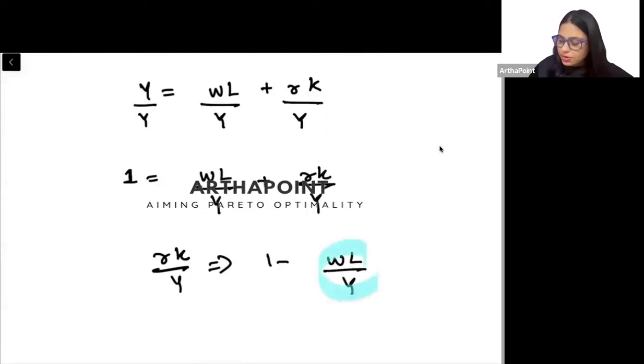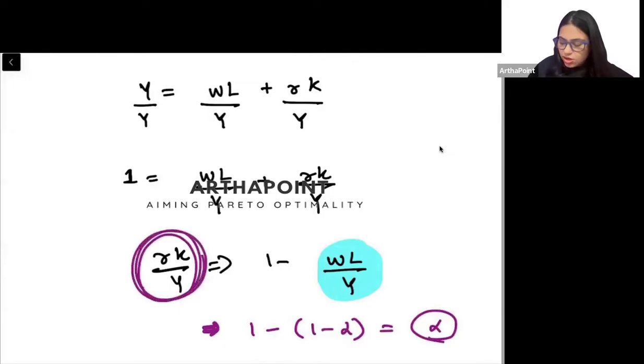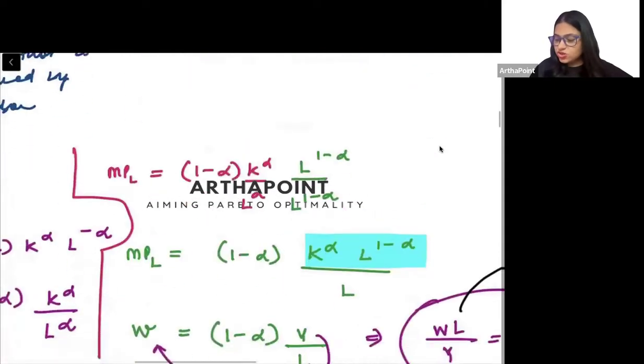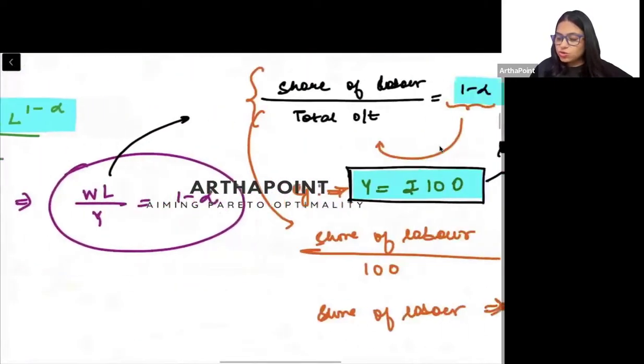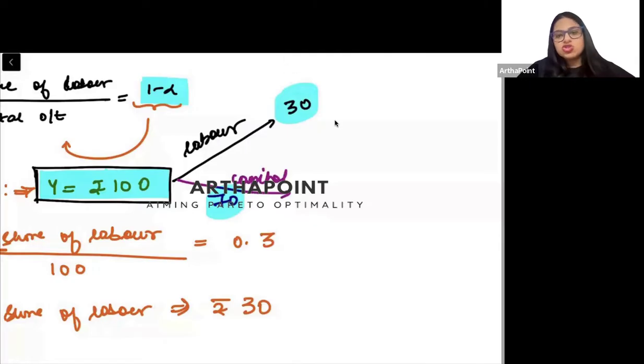And this share I have just found as 1 minus alpha. So this is going to give me 1 minus 1 minus alpha, which means it will give me alpha. So the share of capital in the total value of output is this alpha, right? So of the 100 rupees generated, if 30 is going to labor, the remaining 70 rupees will be going to capital. And this will be the distribution of the output among labor and capital. This is how output is distributed between labor and capital in the Solow model.